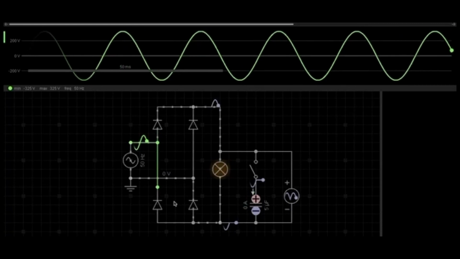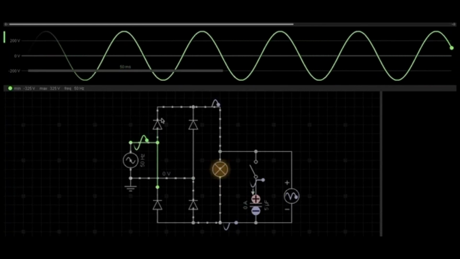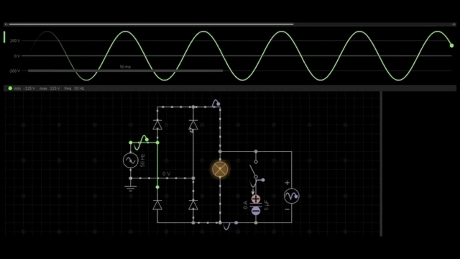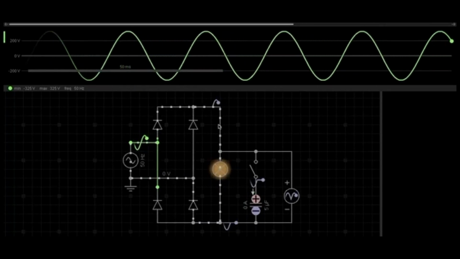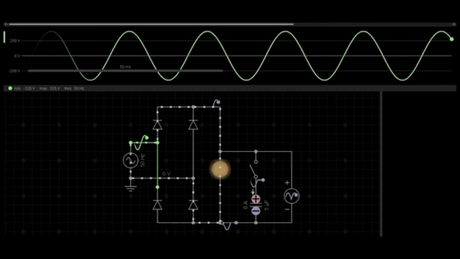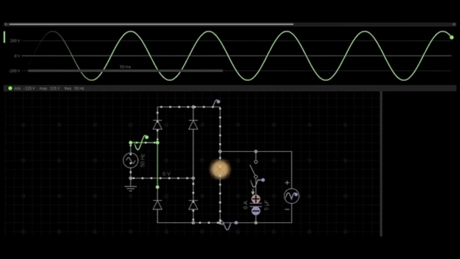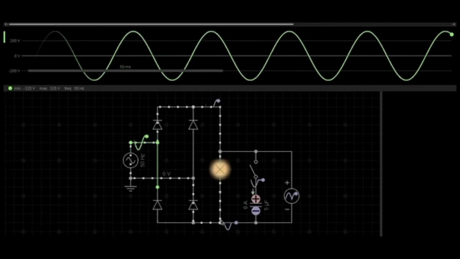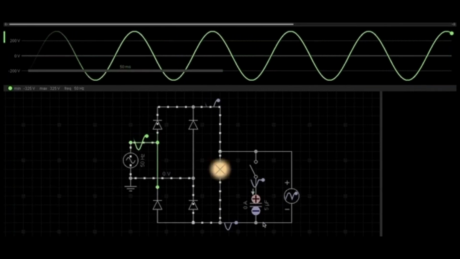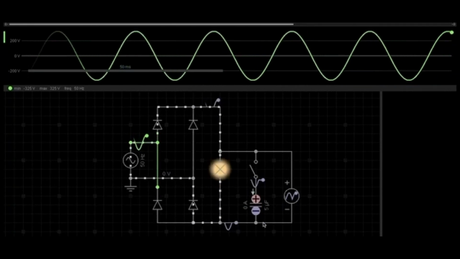What I'm going to show you is exactly how the current flows. Every time the current is flowing through the same path, through the bulb from top to bottom. You can see that. And that is the advantage, and that's exactly why we are getting it as DC. So the current is flowing through the same path, making AC to DC.